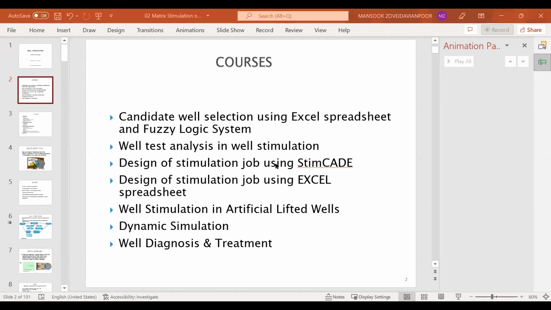Also, we have a course specific for well stimulation in artificially lifted wells, and we also do some Olga dynamic simulation for flowback, to know what time is best for flowback, and what is the best choke size with which we can flow back the well. And finally, we have well diagnosis and treatment. This is a general course conducted at university and industry level. Okay, so this is the outline.